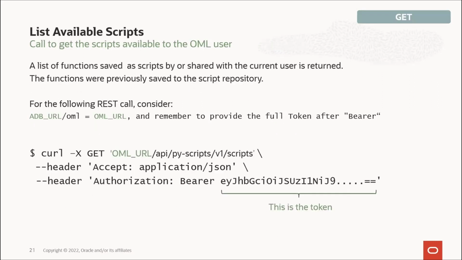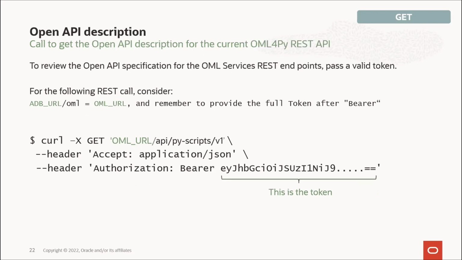If you'd like, you can list the scripts that are available to you, which will be the scripts that you have saved to the script repository, and scripts that were saved as global scripts by other users in your database. To do this, you'll send a GET request to the scripts endpoint, and you'll need to include your token with the request. To get the Open API description, you'll send a GET request to the PyScripts version 1 endpoint, and again, include your token with the request. What this does is it returns all of the available endpoints along with their API descriptions.